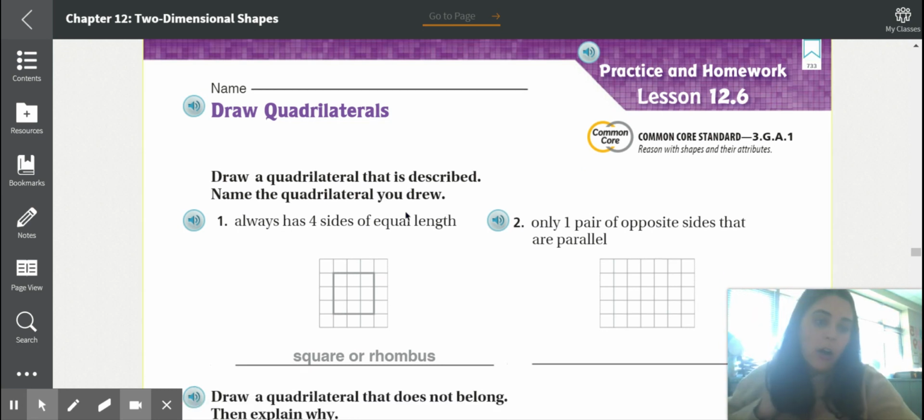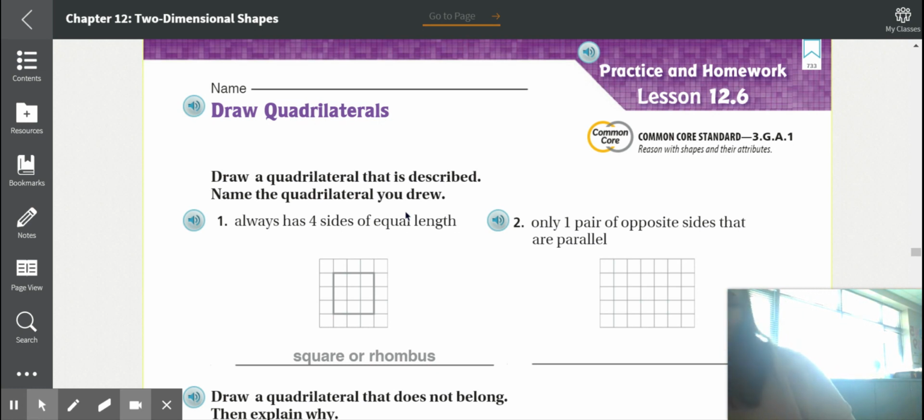Make sure to save all of this homework because you will be turning it in to me along with your math book. So make sure that everything that you're working on, you're keeping safe in that folder because you will still be turning it in for me to grade.